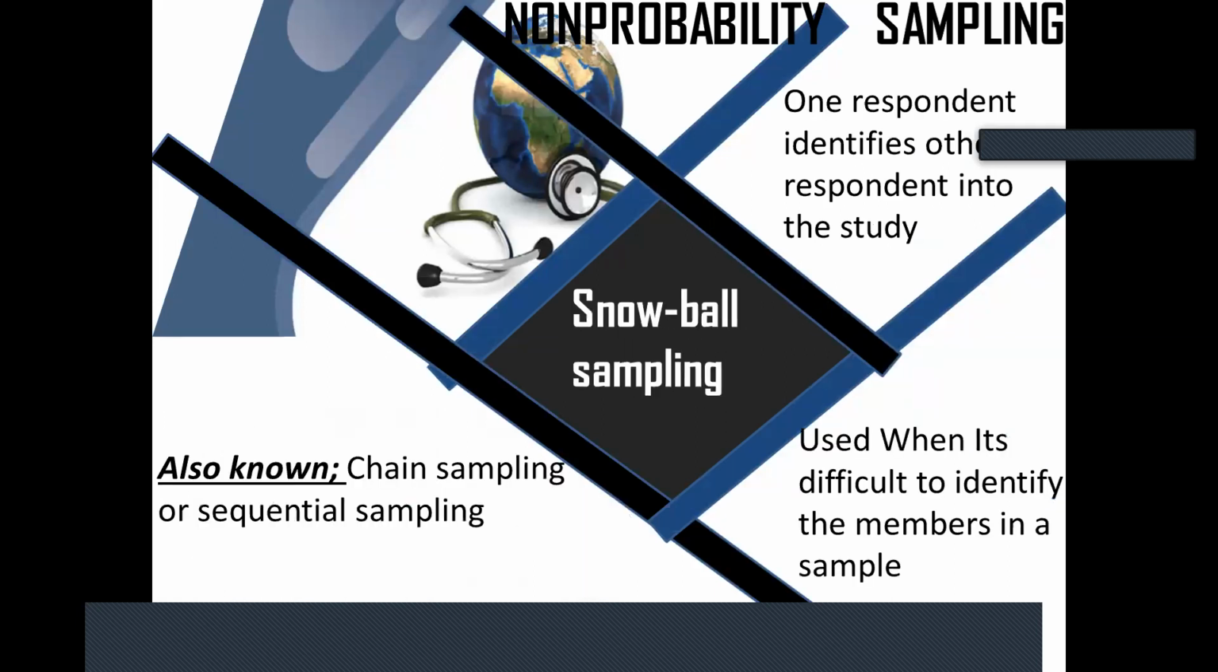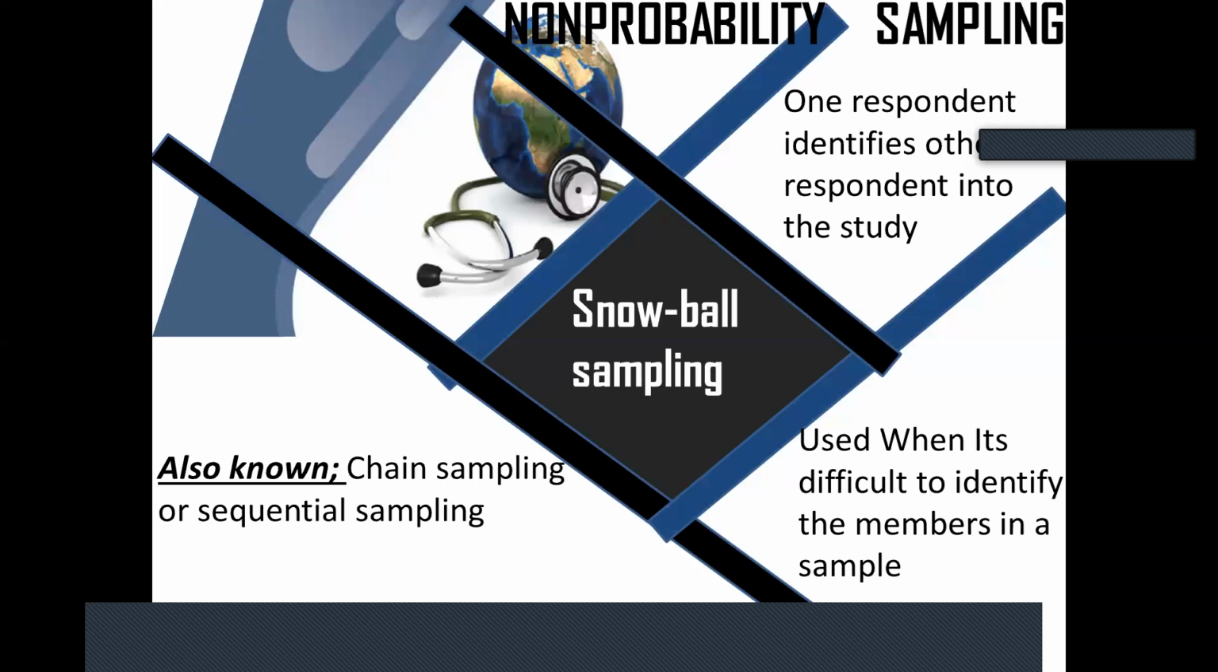Okay. So we also have what we call snowball. It's a non-probability sampling, whereby one respondent identifies the other respondent in the study, and it is usually used when the participants are hard to get or difficult to identify. I can give an example: you want youth that are HIV positive, okay? You pick one who is HIV positive, and then he will direct you to another, okay? Like, we go with James to pick medicine, okay?